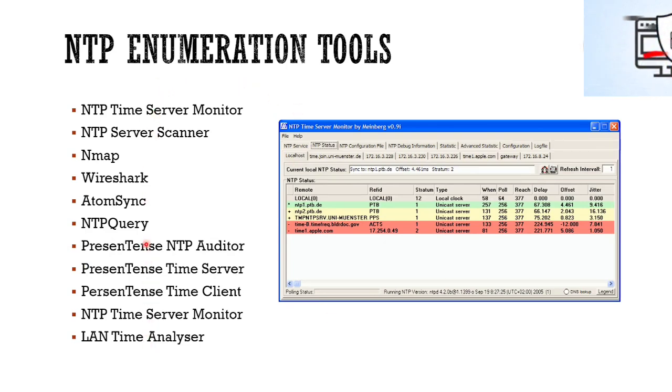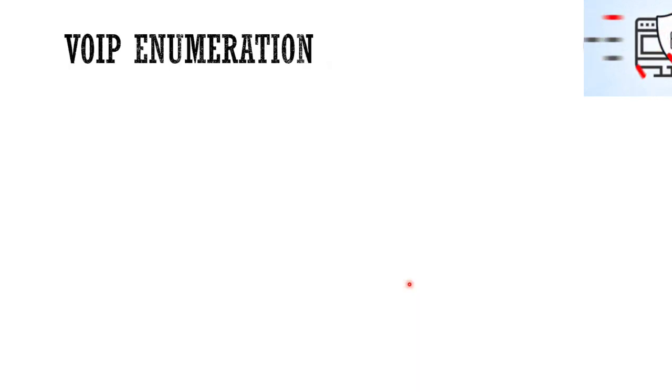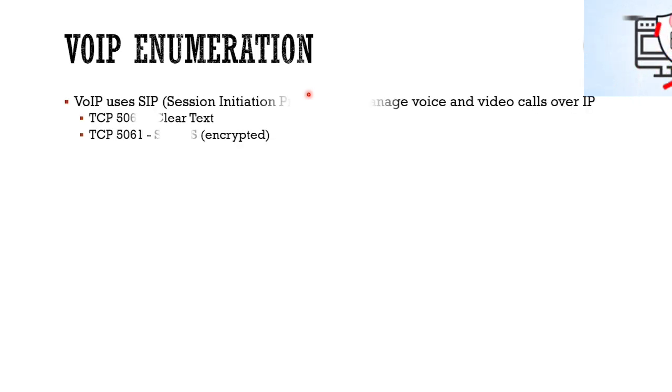Now, you know, most people these days use voice over IP for phones, VoIP. We can enumerate VoIP as well. VoIP uses SIP, the Session Initiation Protocol, to basically set up the call, manage it, and not only voice, but video calls over IP. And it'll hang up and it'll just manage the whole call. In the old days, it was PPP that did it, but now it's SIP.